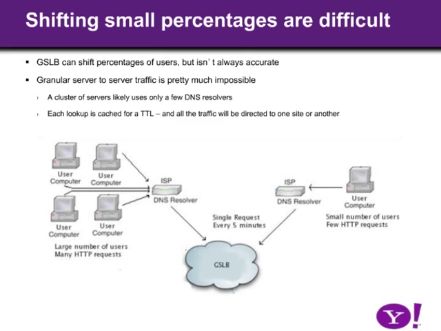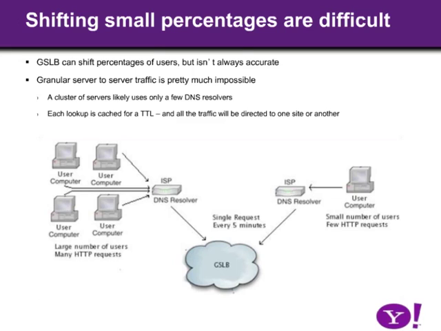You run into situations where you have a ton of users behind one DNS resolver, on the left-hand side here. And then on the right-hand side is me with my computer and my DNS resolver, which are both running in my apartment. From the GSLB's perspective, they're going to get one request every 5 minutes at most. So it can often be difficult to just move a small percentage of traffic.